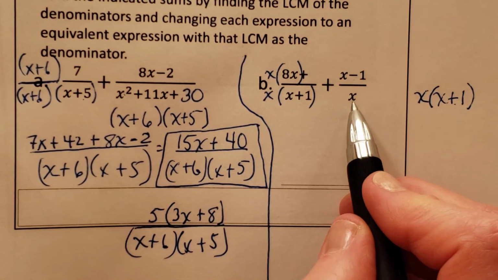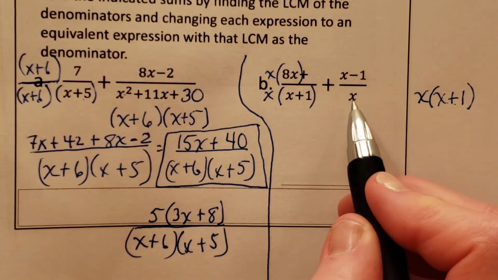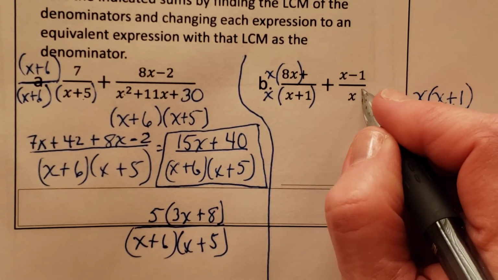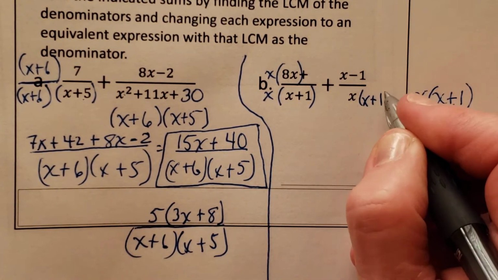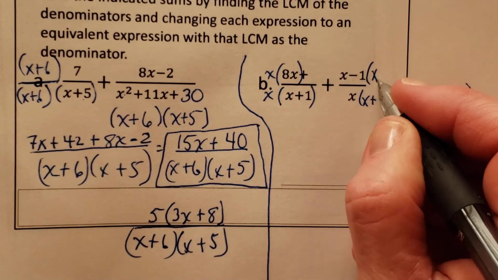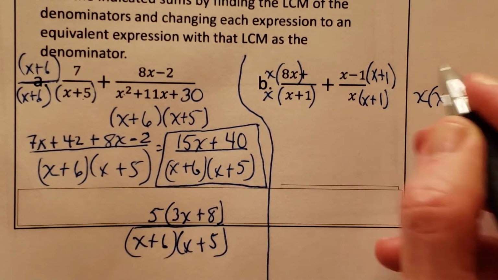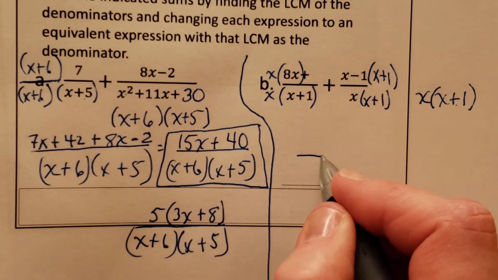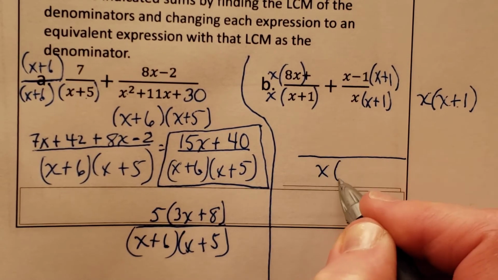All right, so what part do I have of this? I have the x. So what do I have to multiply this by? I have to multiply it by x plus 1. Whatever I do to the bottom, I have to do to the top. All right, so now my denominator is x times x plus 1.